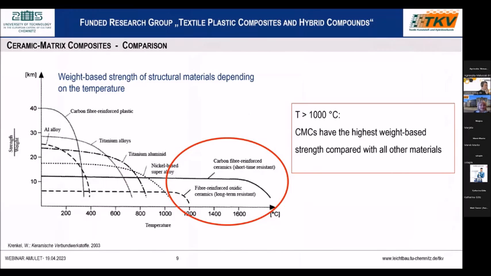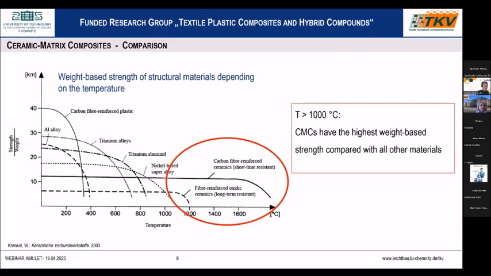If you plot the specific strengths against the temperature on the left-hand side, you can see that the fiber reinforced ceramics have the best strength by weight in high temperature applications. Today, the heavy nickel alloys or nickel-based alloys in particular are used for high temperature applications.